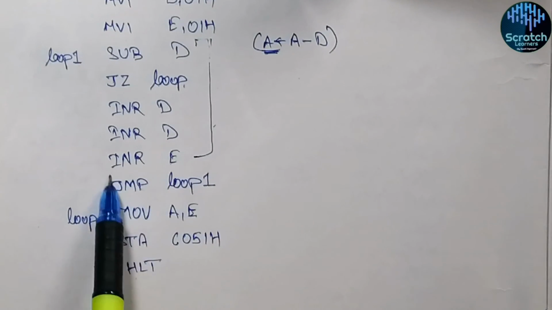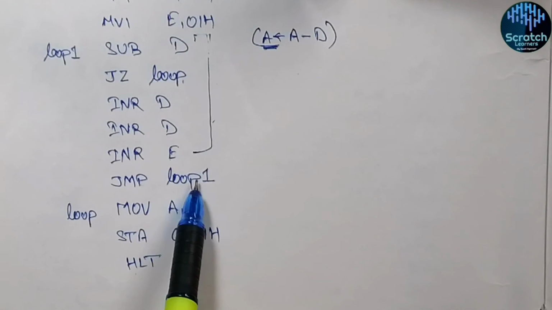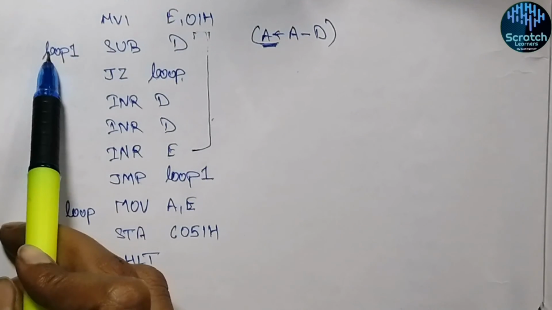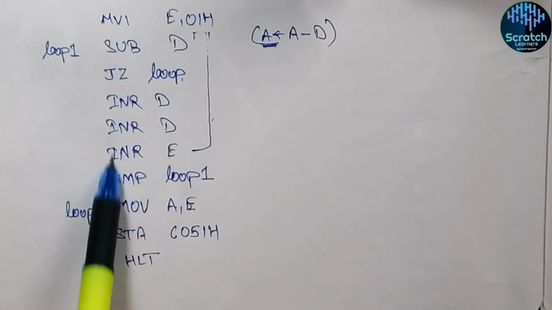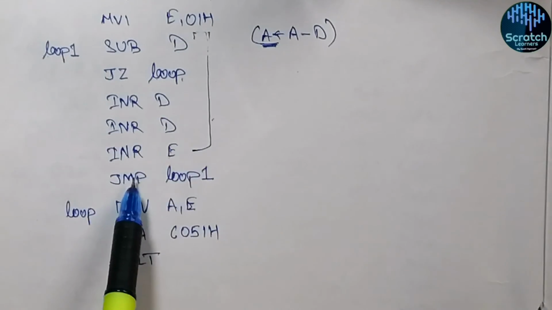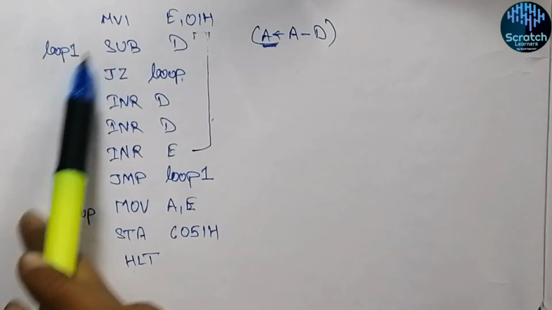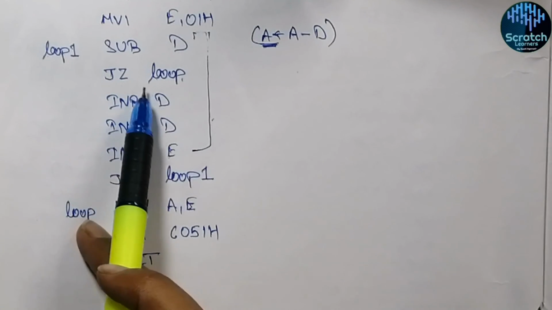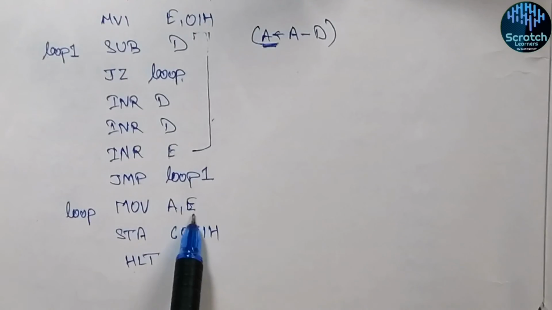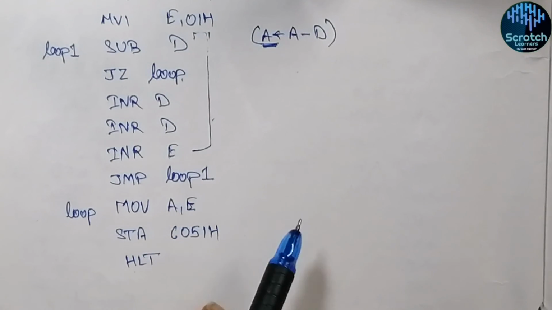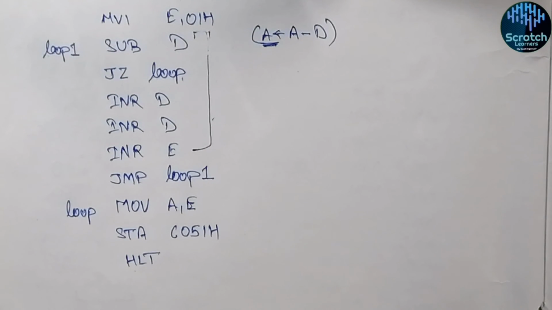Then this unconditional jump instruction is going to take the control of the program back to this location so that we can again perform subtraction and we can repeat the whole process. So the process will be repeated until the content of A becomes 0. Once it becomes 0, then we are going to store our result into C051 location and then halt. Okay, so this is how we find the square root of a number.